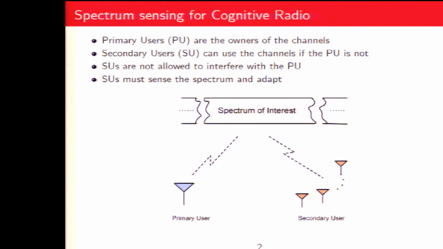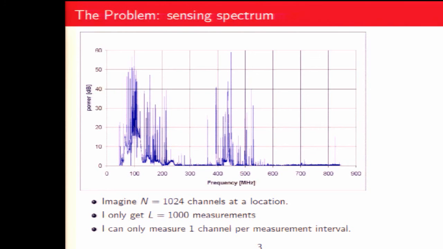So what are we actually talking about? This is sort of the only EE slide in the entire discussion. The framework for our work is based on spectrum sensing for cognitive radio. The aspect of cognitive radio that we're interested in is figuring out how to get access to spectrum. Cognitive radio defines primary users and secondary users, where primary users are owners of the channels, and secondary users are people who are allowed to use the channel if the primary user isn't using it. The secondary user is not allowed to interfere with the primary user, and has to sense and adapt.